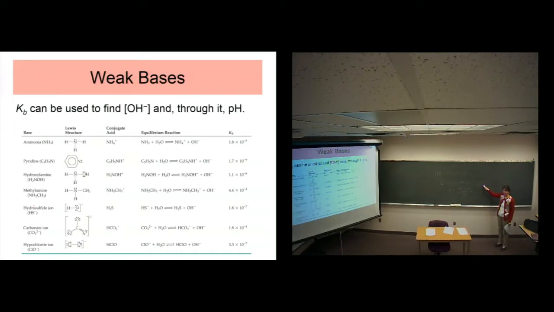Now, when we were talking about Ka, we said the bigger the Ka, what happened to the acid strength? Yeah, stronger. So what do you think? The bigger the Kb, what? The stronger the base. Exactly. Okay, so here's a bunch of bases and Kb's. Remember we said the bigger the Kb, the stronger the base.